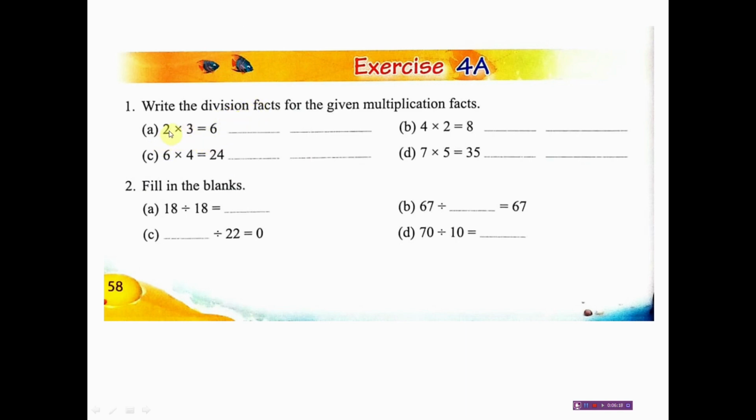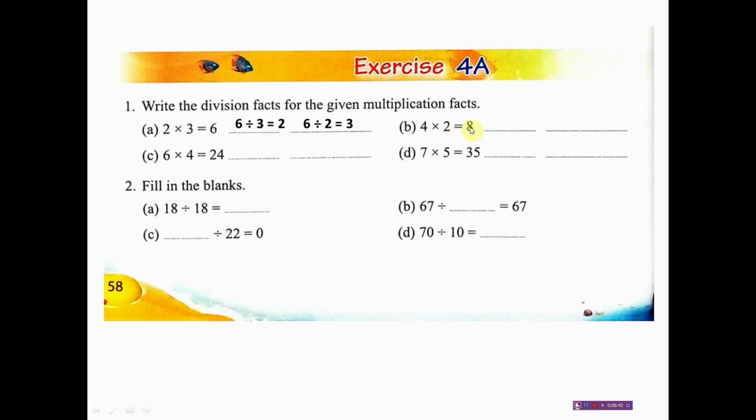The two smaller numbers multiplied give the greater number. Now we divide the greater number by any one of them and we get the third one. So this is the way we will be writing the division fact. So the first division fact will be 6 divided by 3 will give you 2, and then 6 divided by 2 will give you 3. Now can you do this yourself?